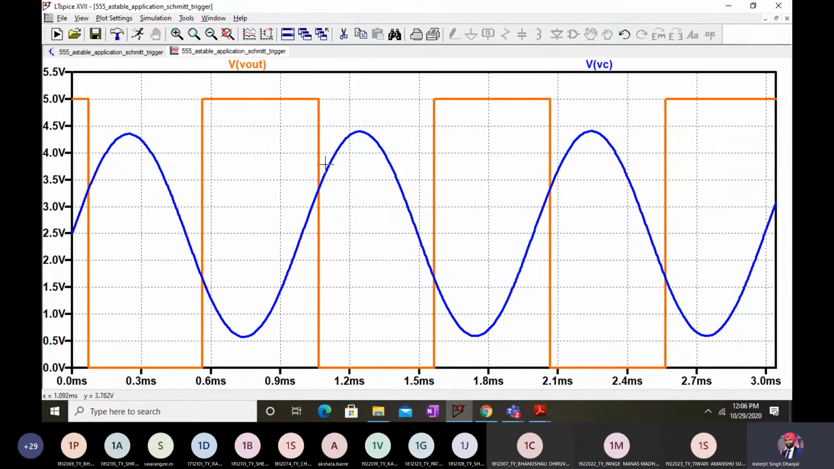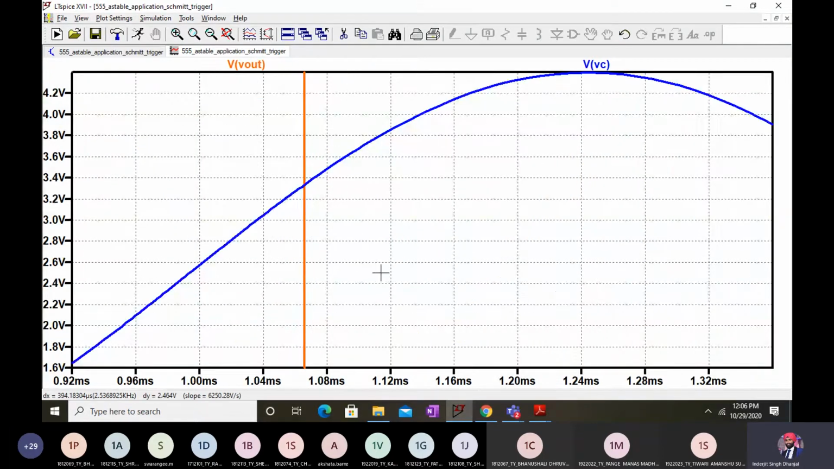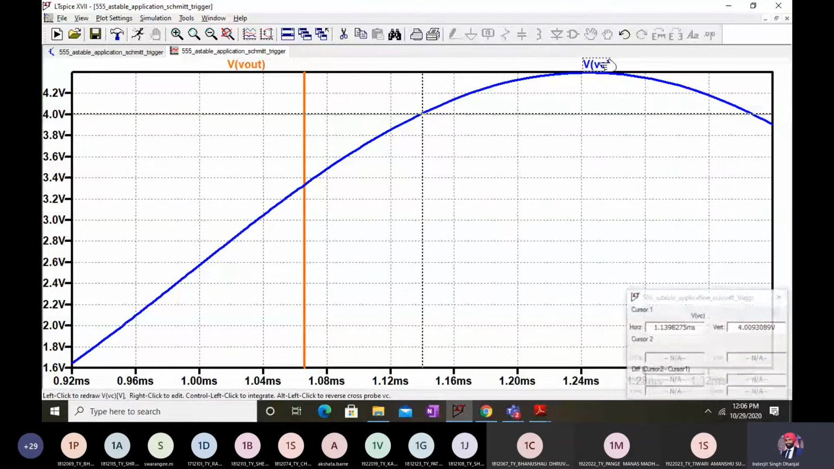Let's say this is my input. Whenever my input is cutting the output, that is my upper triggering point. So over here, this is my upper triggering point. Let us check how much it is.